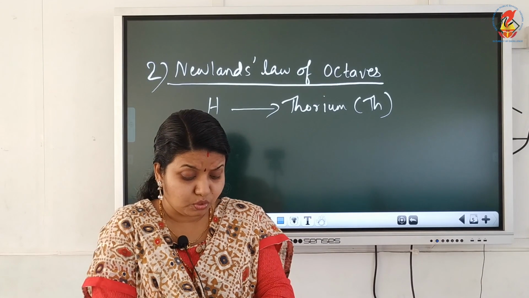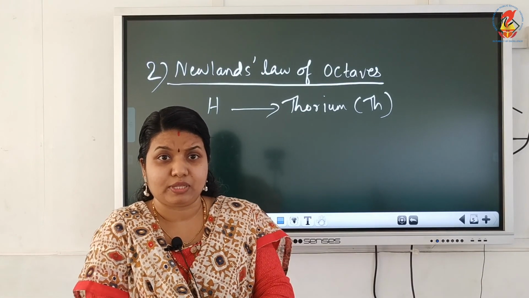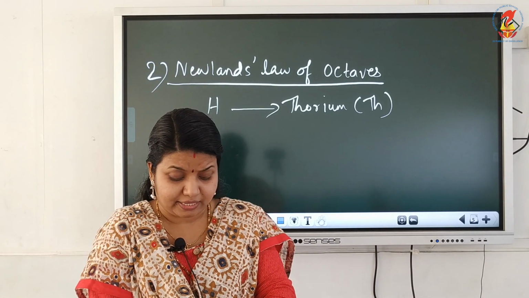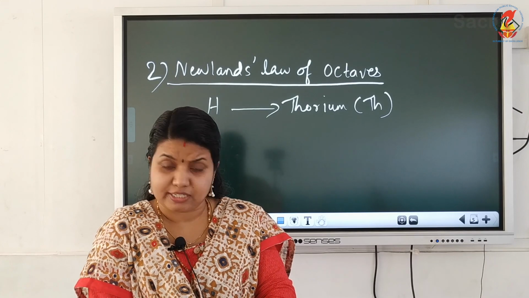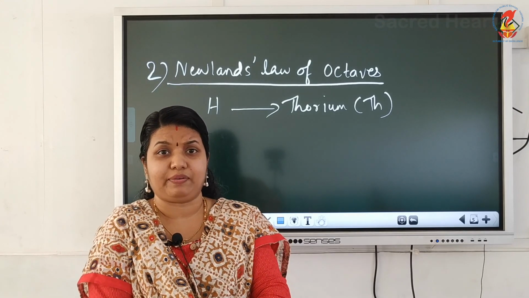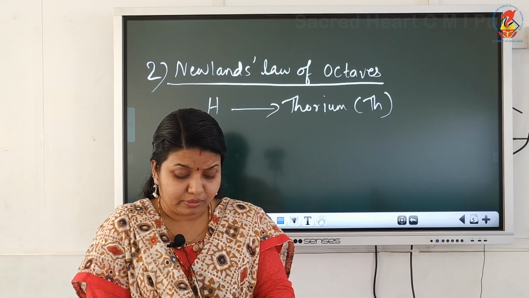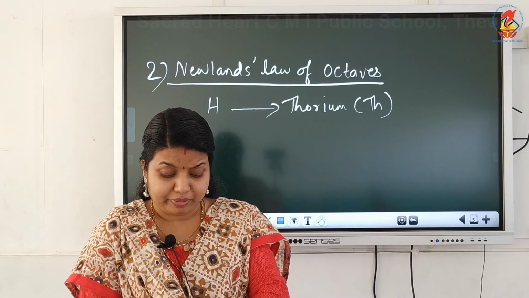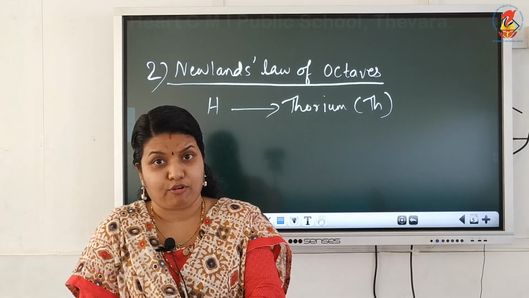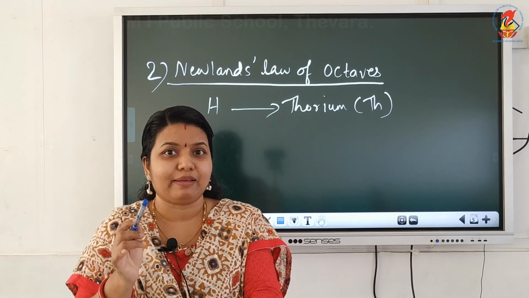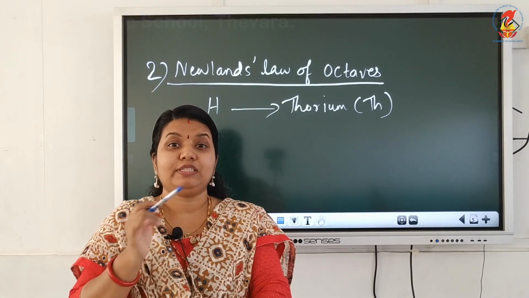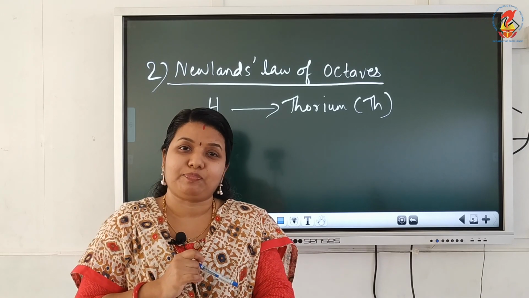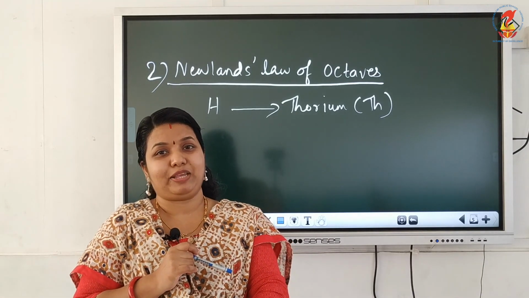On the top of the table you can see the musical notes. There are 7 notes in a scale. In the Indian system it is sa, ri, ga, ma, pa, da, ni, sa, and in the Western system the notes are given as do, re, mi. Below that, the elements are arranged starting with hydrogen. First element hydrogen, lithium, beryllium, boron, carbon, nitrogen, oxygen. Oxygen is the 7th element. Then comes the 8th element, fluorine, which had properties similar to that of hydrogen. That is the reason why hydrogen is placed below fluorine.